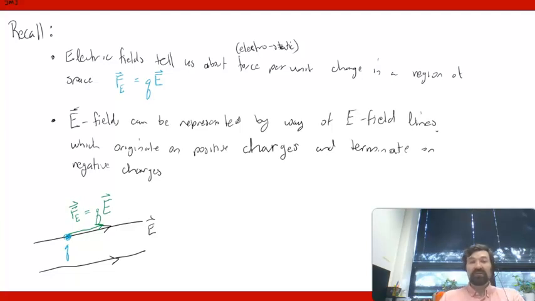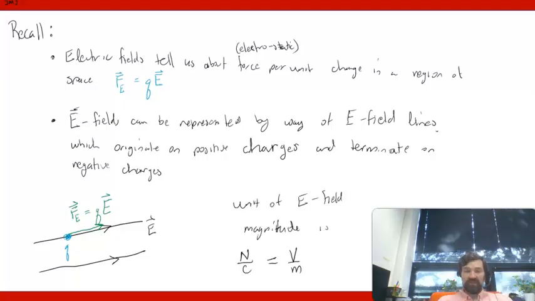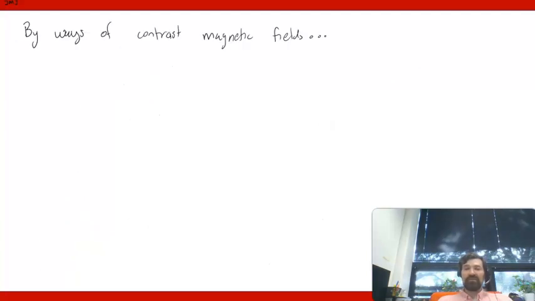Magnetic fields can be contrasted with electric fields in sort of two ways. First of all, they behave in a similar way to electric fields in that they are telling us something about force per unit charge. It's just that there's more to it than just field times charge gives you force. One more thing to be said about the electric field is that its magnitude has units of newtons per coulomb or volts per meter. So having recalled these things, let's consider magnetic fields in some sense by way of contrast.